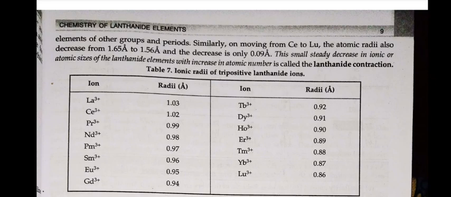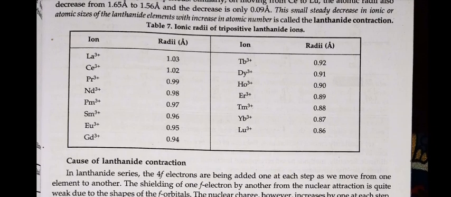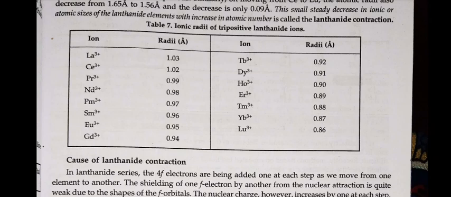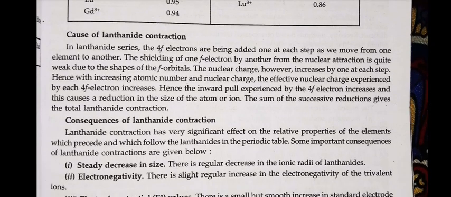Similarly, on moving from cerium to lutetium, the atomic radii also decrease from 1.65 angstrom to 1.56 angstrom, and the decrease is only 0.09 angstrom. This small steady decrease in ionic or atomic radii of lanthanide elements with increase in the atomic number is called lanthanide contraction. Cause of lanthanide contraction.